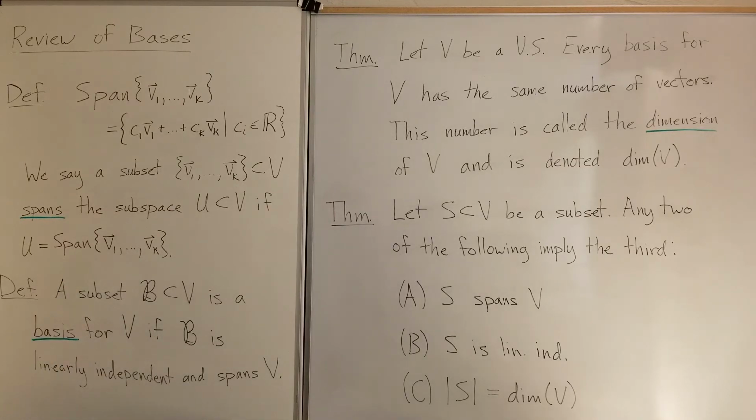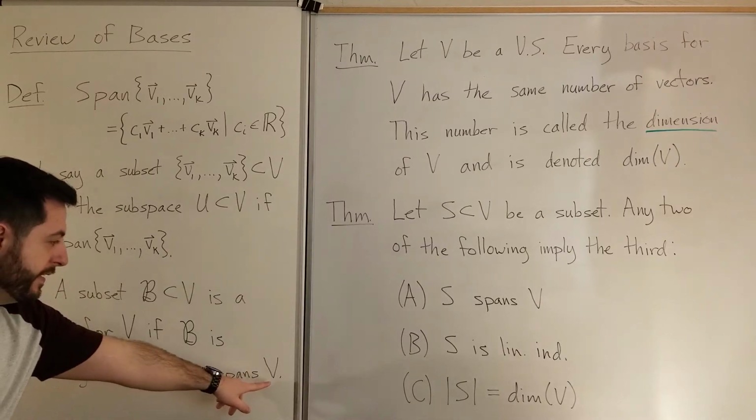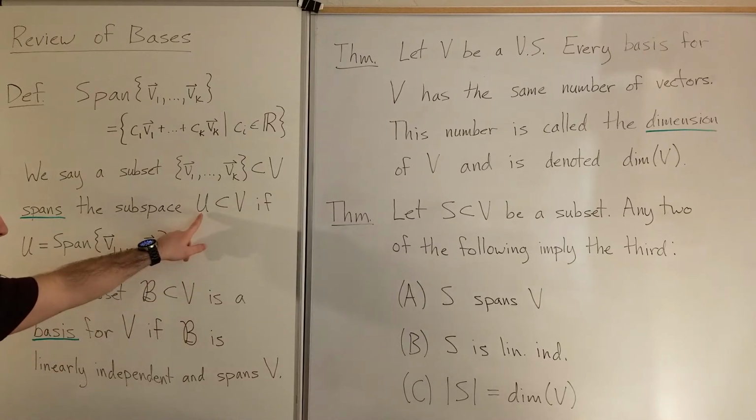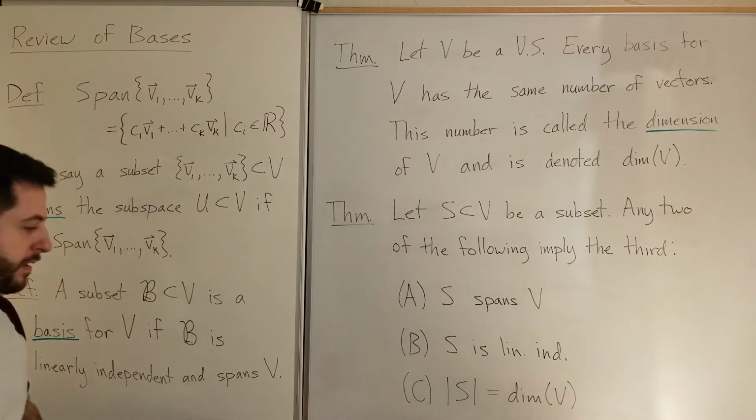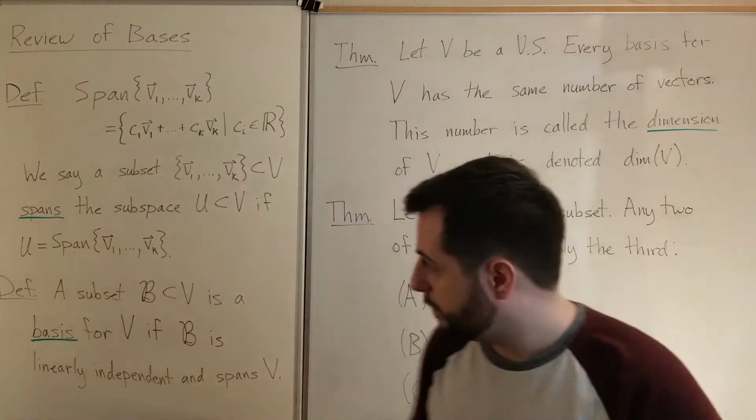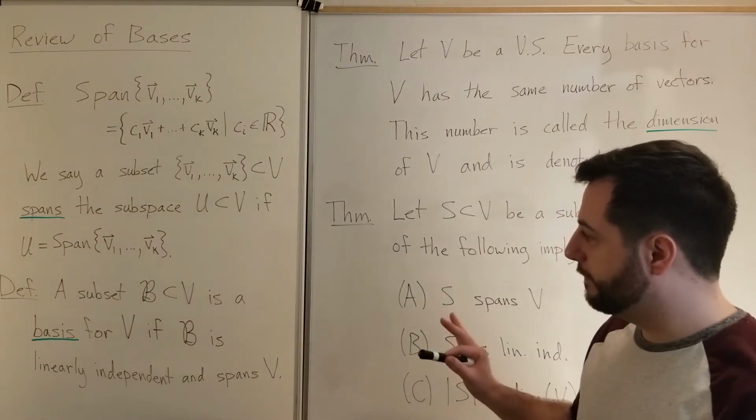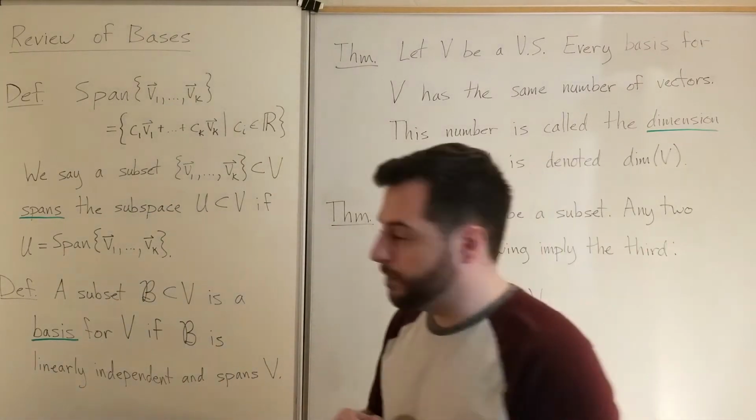A subset, so another definition here, a subset B of V is called a basis if B is linearly independent and it spans the entire space. So here we're treating V as this subspace of itself. Okay, so those are our two definitions, and now we're going to look at some theorems.